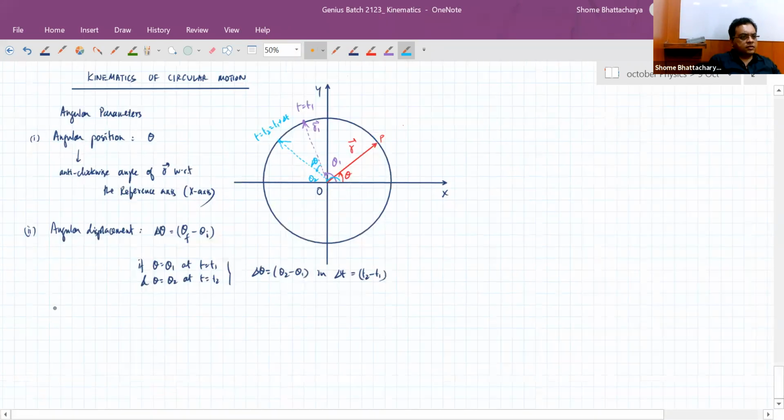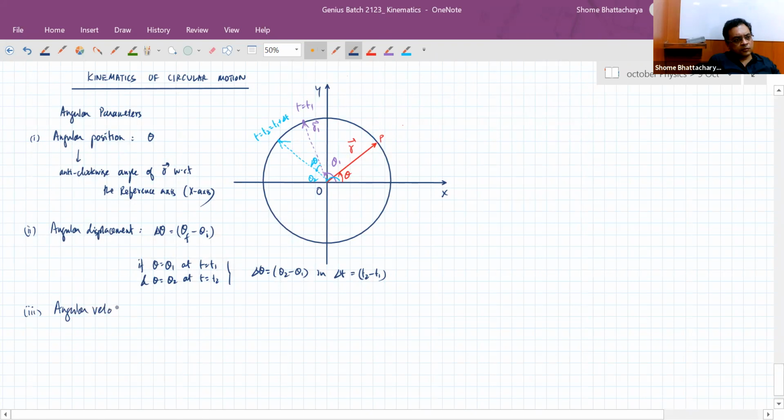Okay, now next thing, which I'm sure you would have guessed, is angular velocity. That is denoted with this symbol omega. Okay, this is omega, the Greek symbol. Okay. Now just one thing we'll see, that angular velocity is actually what we call an axial vector.